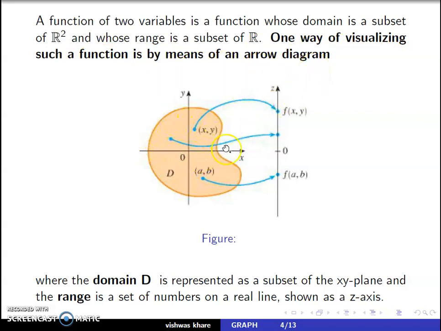Here you can see the diagram where the domain D is represented as a subset of the xy-plane and the range is the set of numbers on a real line shown as the z-axis. Here D is the domain, (x, y) is a general point, and the image, that is the value taken by f, is represented on this vertical line. We call it the z-axis, and the point is given by f(x, y). Similarly, the point (a, b) goes to f(a, b), and any general point goes somewhere here according to the definition of f.